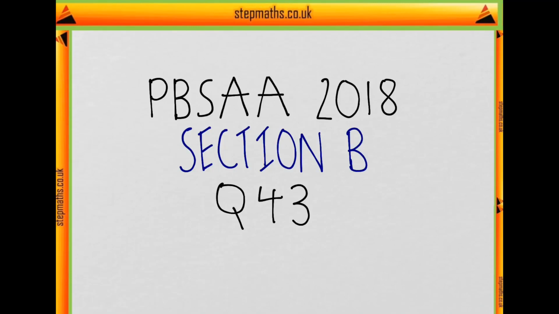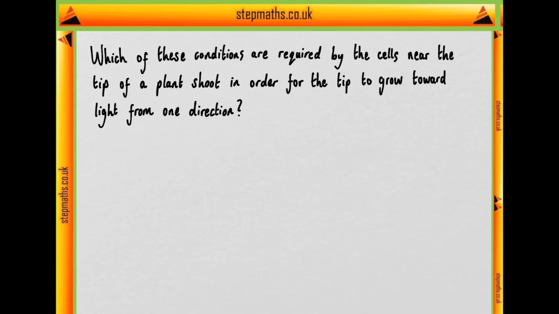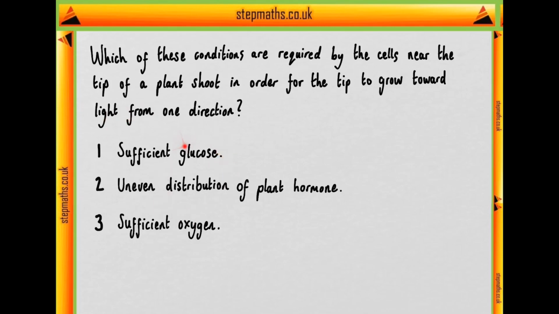This is question 43 from section B of the 2018 PBSAA paper. This question relates to the conditions required by the tip of a plant shoot in order for the tip to grow towards light from one direction. So here are three conditions, and all of this relates to phototropism, i.e. the growth of a plant in the direction of light, or directional light.